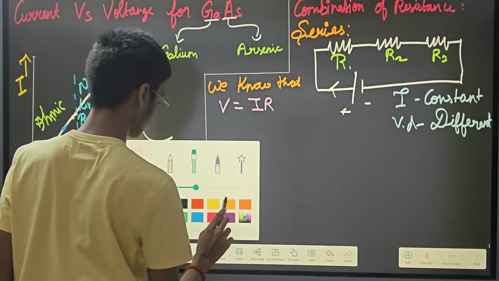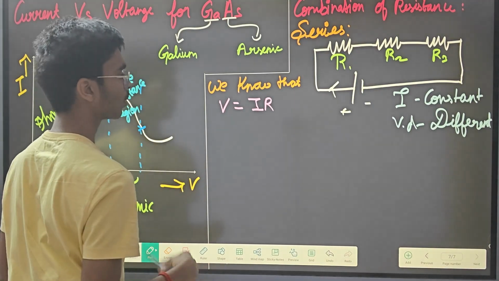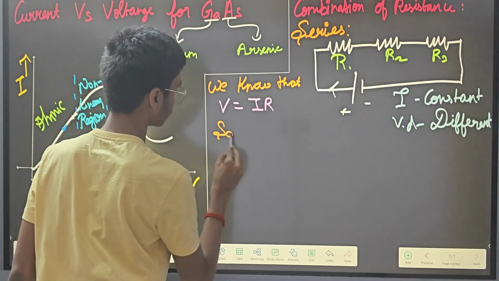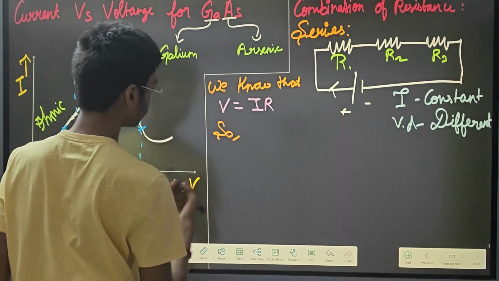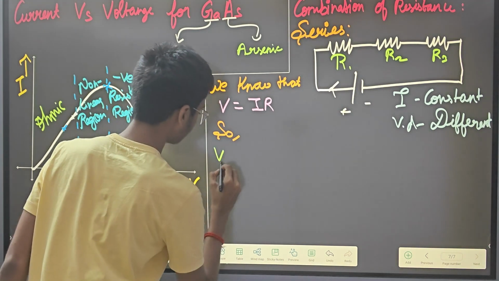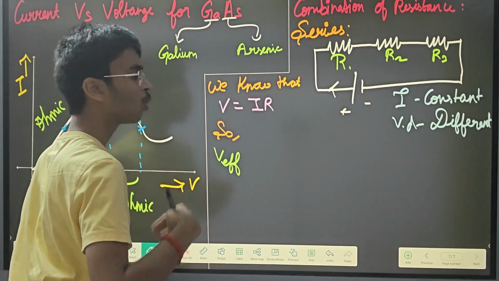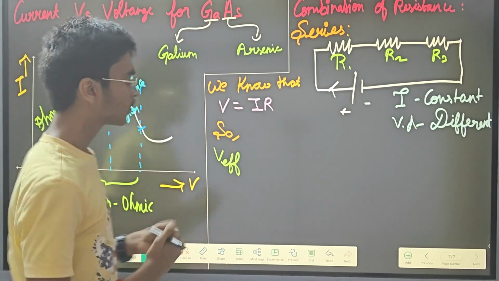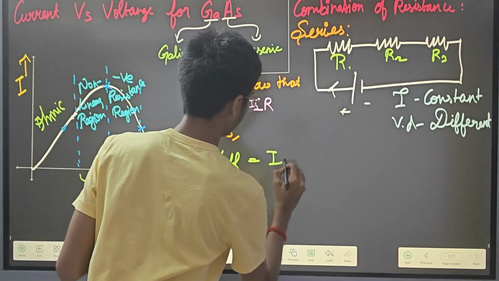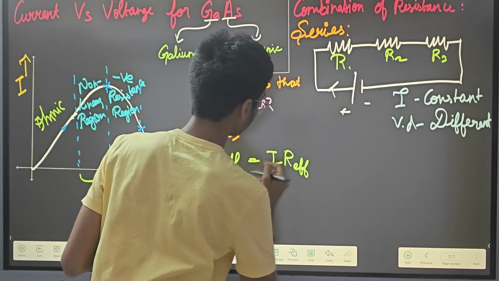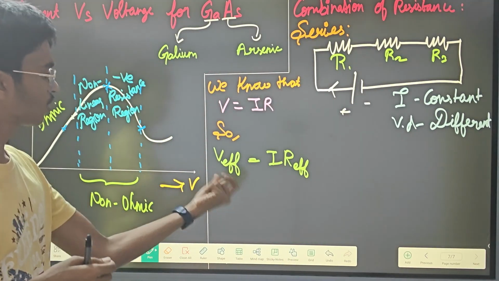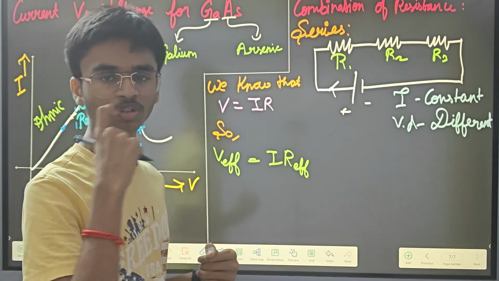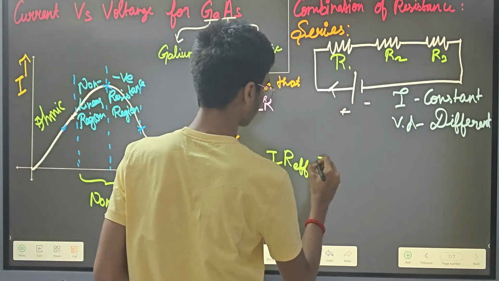Okay, V is equal to IR. Then proceeding, we can do the following steps. V effective, that means total net voltage, we can say. That can be written as I R effective. Since I is constant, we need not put effective for I.